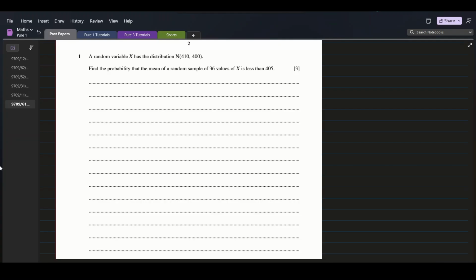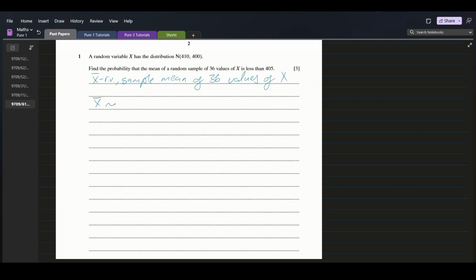Number 1. A random variable x has the distribution normal with mean 410 and variance 400. Find the probability that the mean of a random sample of 36 values of x is less than 405. Okay, so let x bar be the RV sample mean of 36 values of x.